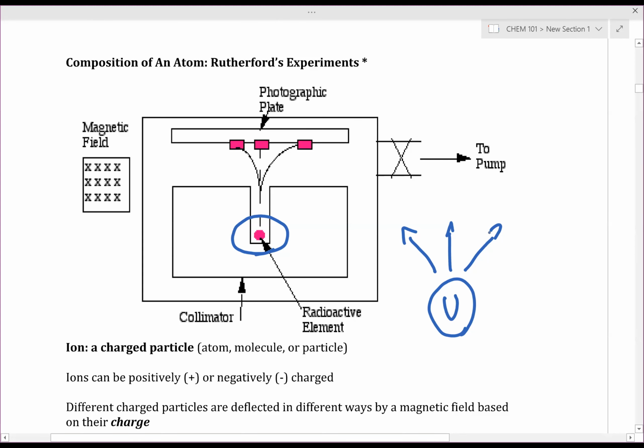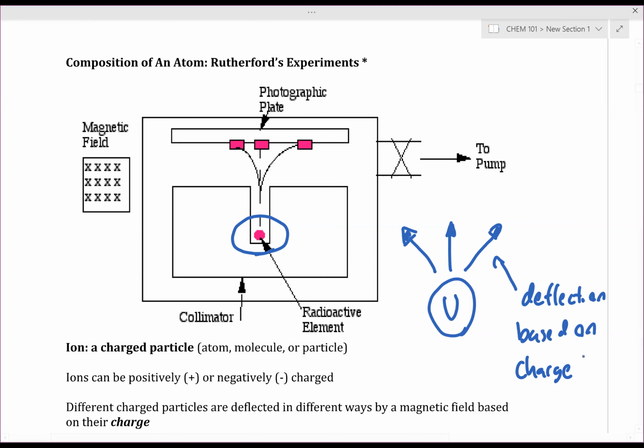So each of these different directions corresponds to a deflection based on charge. Okay, and we can view where the particles deflect using photographic plates. So, with that established, let's now get some ground rules in order for how these different particles behave.